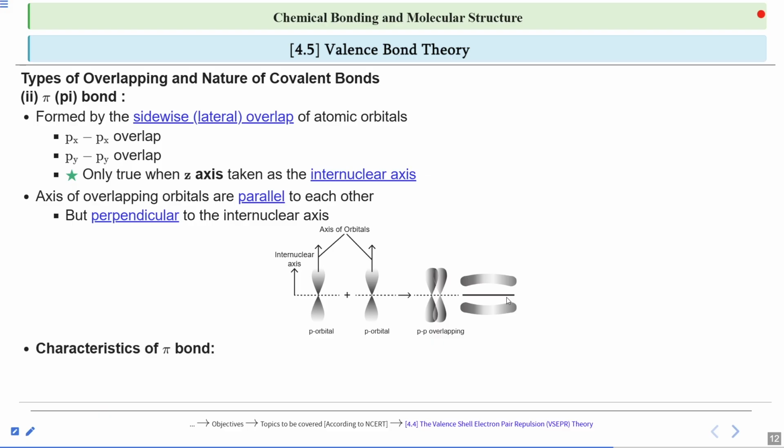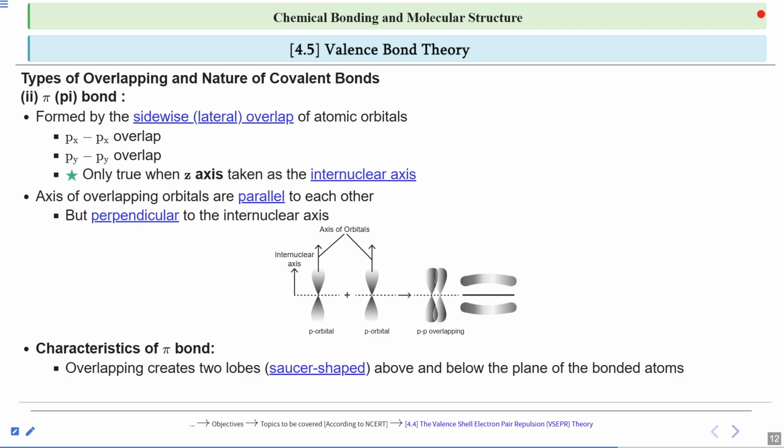Now, what is the characteristic of that pi bond? It is formed by the side-on overlap, and the overlapped orbital has a saucer-shaped structure. Here is the image of that. You can see two saucers, below and above the plane, and these two saucers represent the lobes where the electron density is maximum. As I have told you, these two saucer-shaped regions have very high electron density along this axis. Got it?